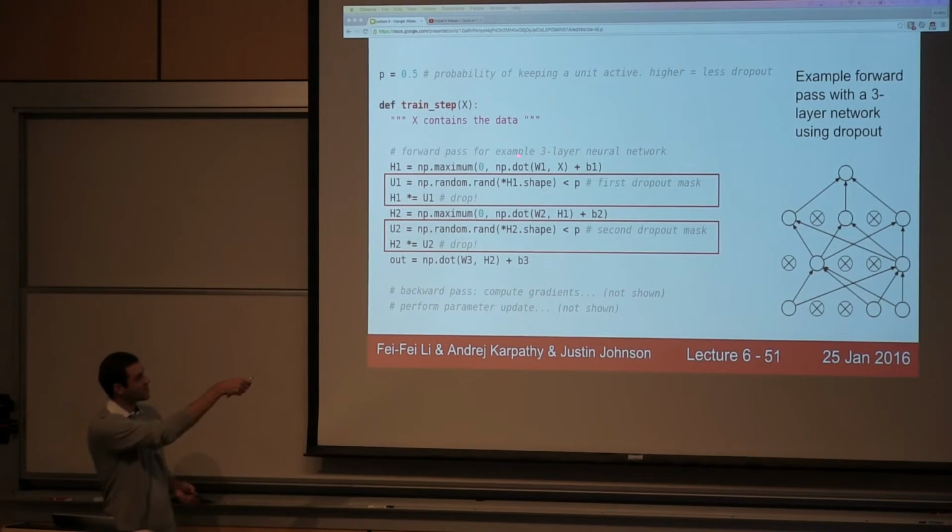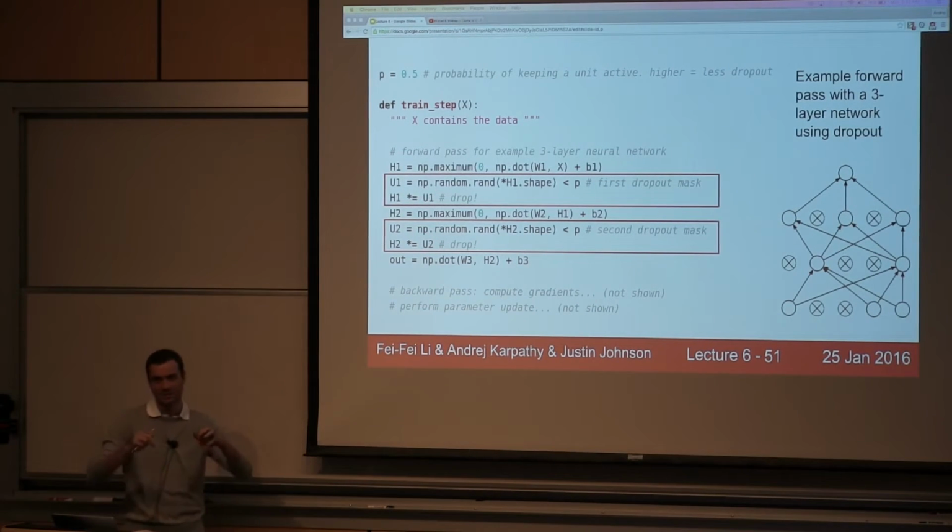And of course, this is only the forward pass. The backward pass has to be appropriately adjusted as well. So these drops have to also be backpropagated through. So remember to do that when you implement dropout. It's not only in the forward pass that you drop, but in the backward pass you have to backpropagate through, multiplying by U2 and by U1. So you kill gradients basically in places where you've dropped a unit.